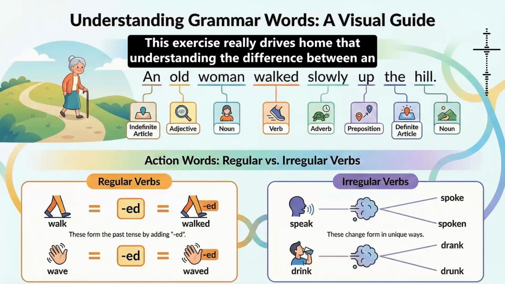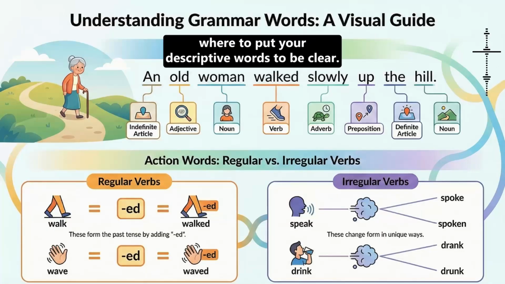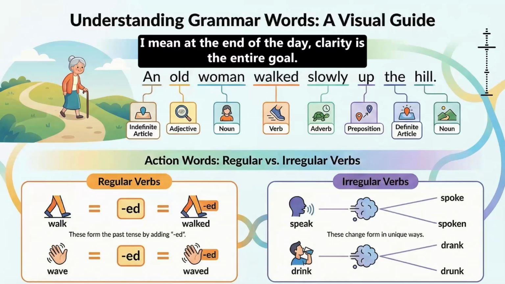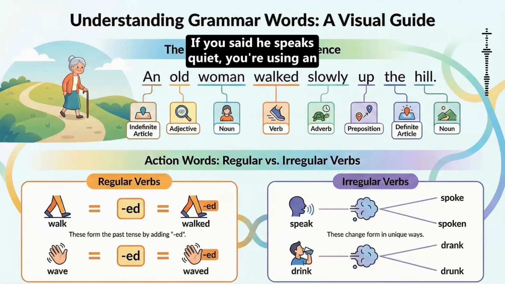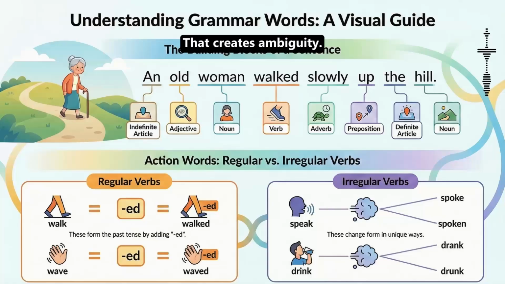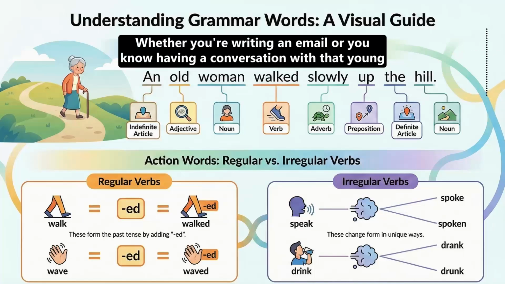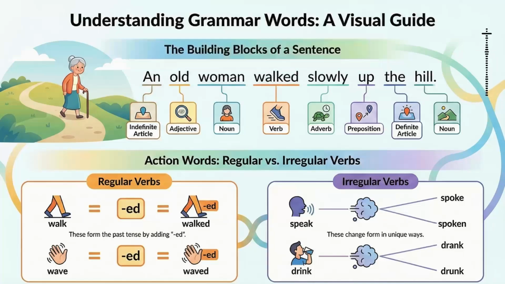This exercise really drives home that understanding the difference between an adjective and an adverb means you know exactly where to put your descriptive words to be clear. It does. I mean, at the end of the day, clarity is the entire goal. If you said, he speaks quiet, you're using an adjective to modify a verb, and it just sounds off. That creates ambiguity. Exactly. Knowing these basic parts of speech is the fastest way to polish your communication, whether you're writing an email or having a conversation with that young man from Rome.